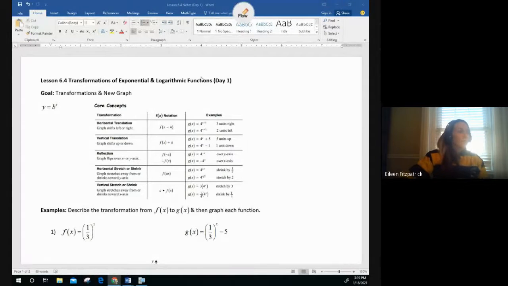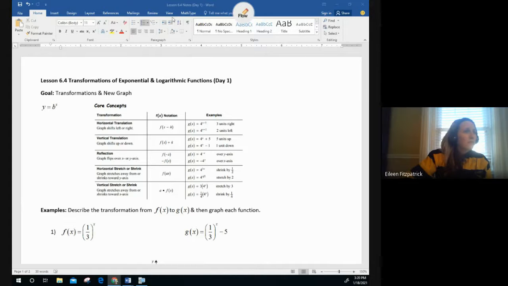Okay, so it's a 2-day lesson. We're going to talk about transformations of exponential and logarithmic functions. So right here you have a chart that should look very familiar to you because we've learned all these different transformations with every function that we've worked on or studied this year. All right, so horizontal translations. You can see an example up here, I know it's kind of small.